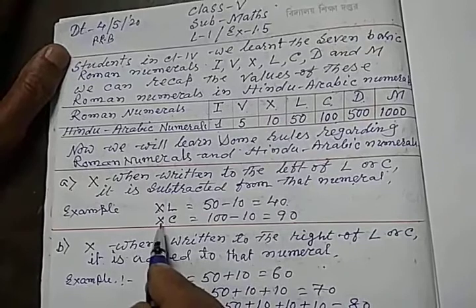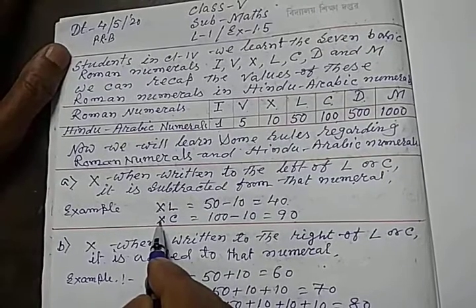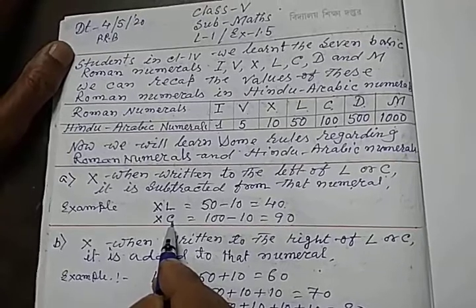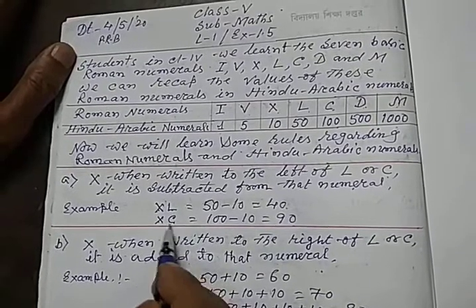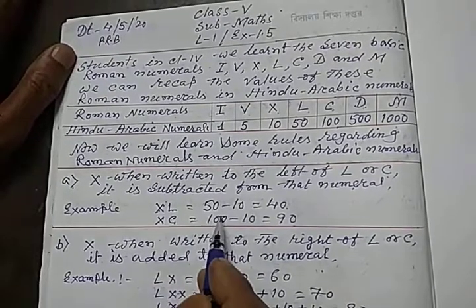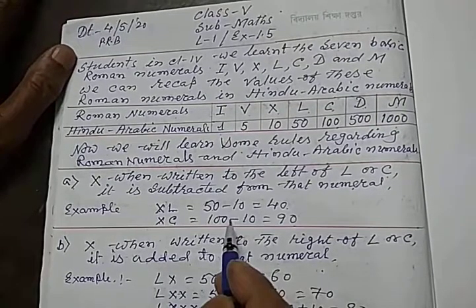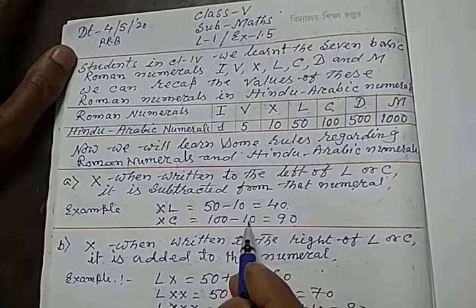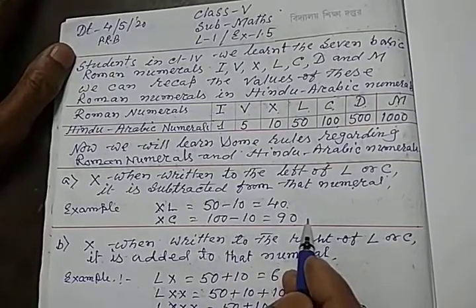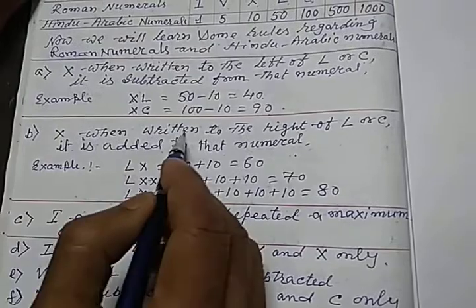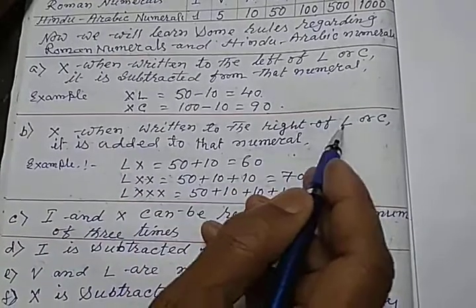Similarly, if X is written on the left side of C, then what will be the value in Hindu Arabic number? Now you know C is equal to 100. When X is written on the left side, 10 will be subtracted from 100 and the result is 90.